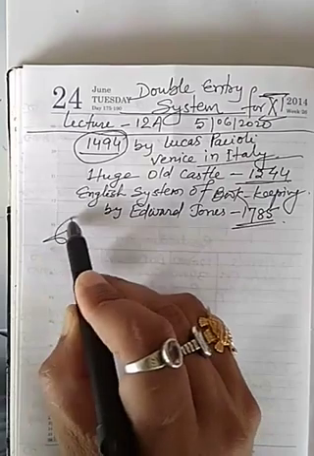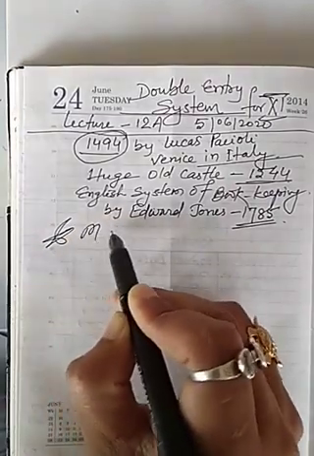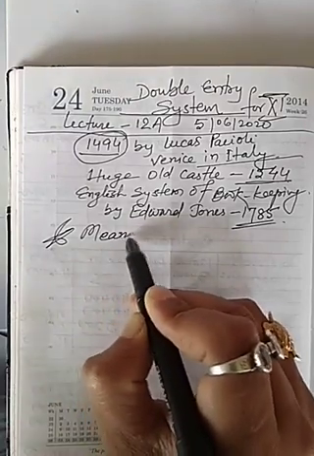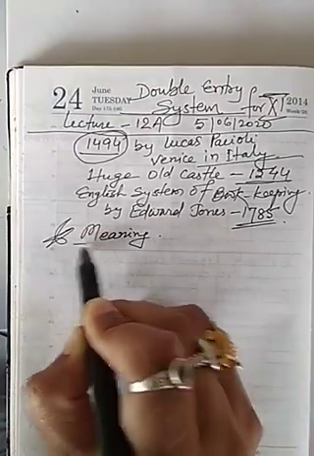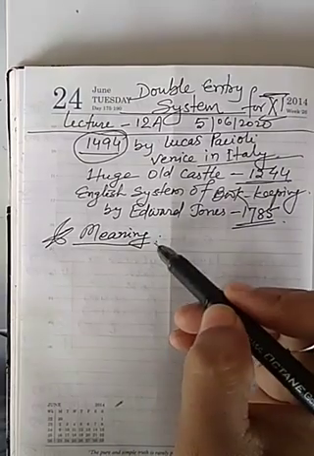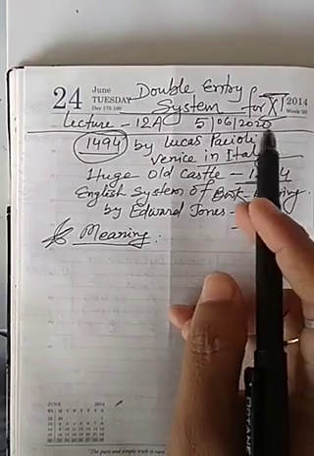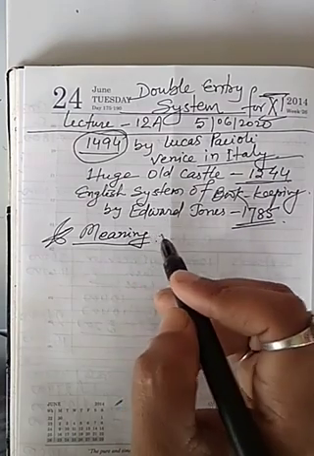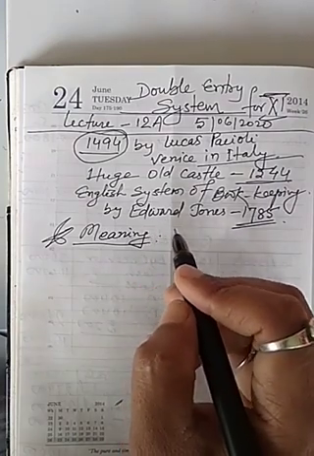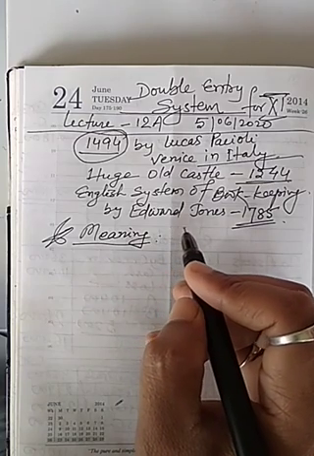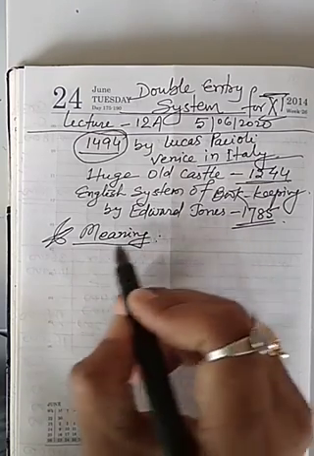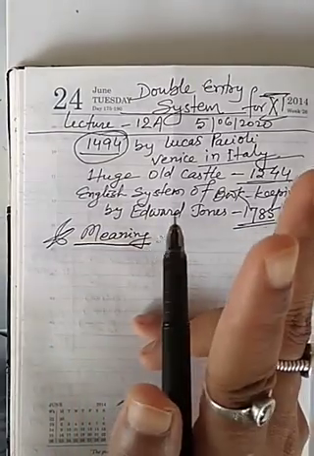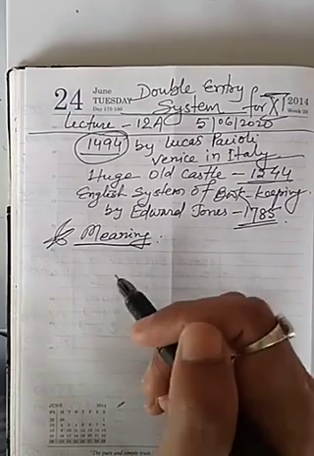Now I am going to explain the meaning of double entry system. According to this system, every business transaction affects at least two accounts in opposite direction.